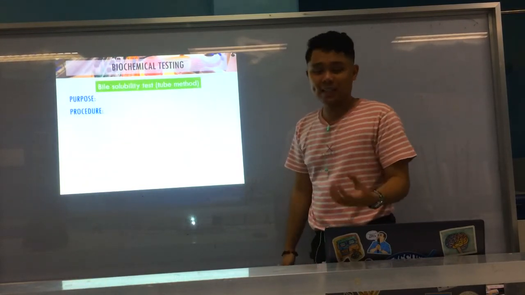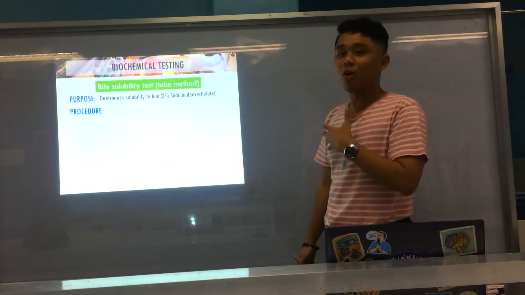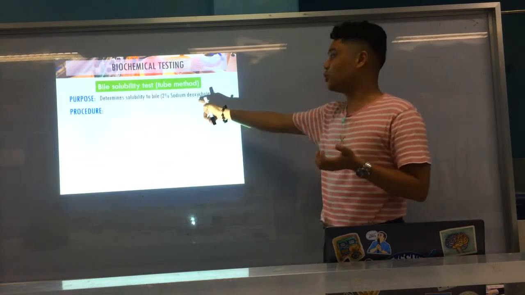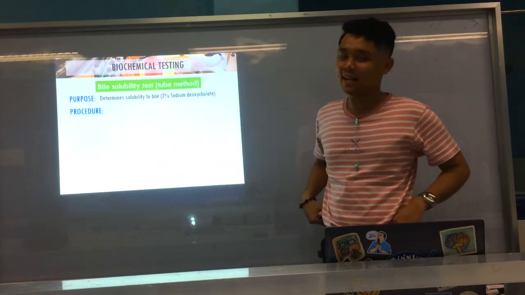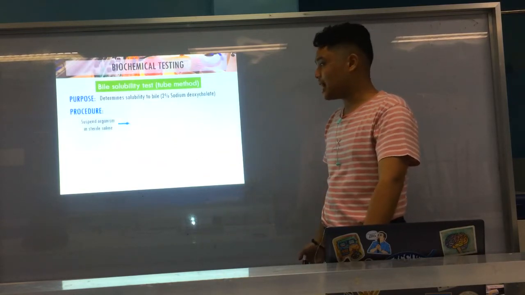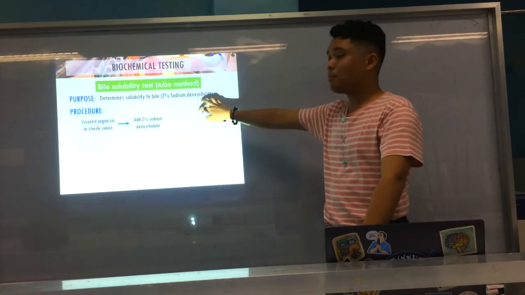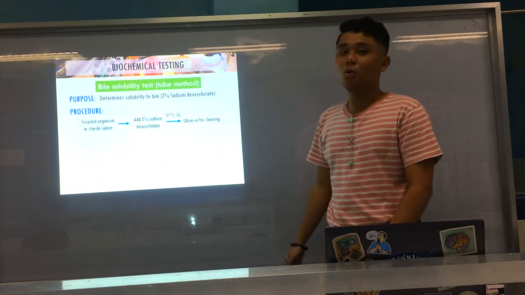Okay, so what is the bile solubility test? Its purpose is to determine the solubility of the organism or of the colonies in 2% sodium deoxycholate or bile. As for the procedure, we suspend the organism in sterile saline, then we add the bile or 2% sodium deoxycholate, incubate, and observe for clearing.